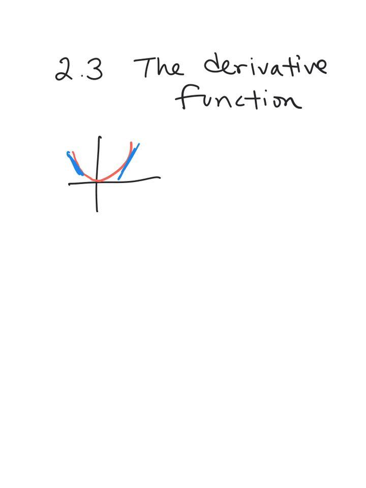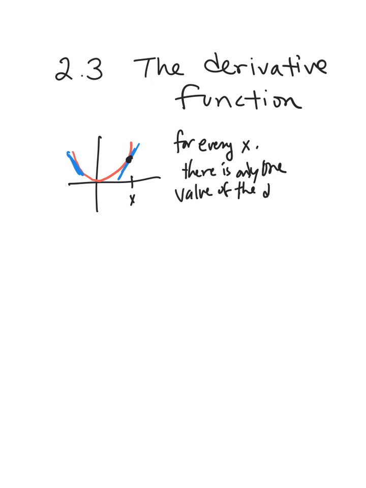But for a particular x value, there's a point on the graph, and the tangent line at that point has only one slope, or in other words, only one derivative. So for every x, there is only one value of the derivative. If that's the case, then we say that that's like a function. For every input, there's exactly one output.